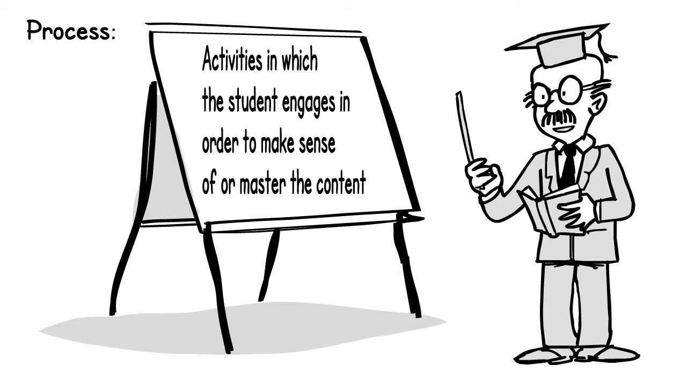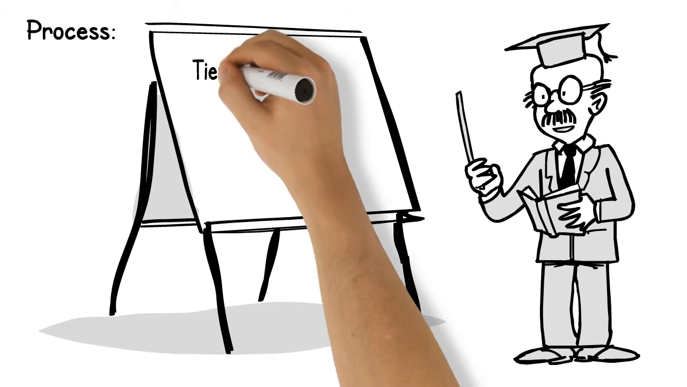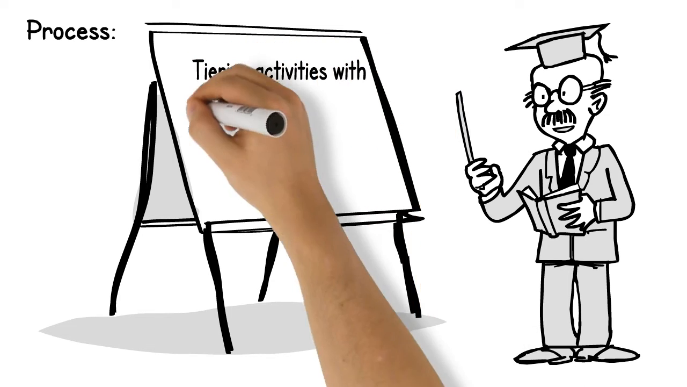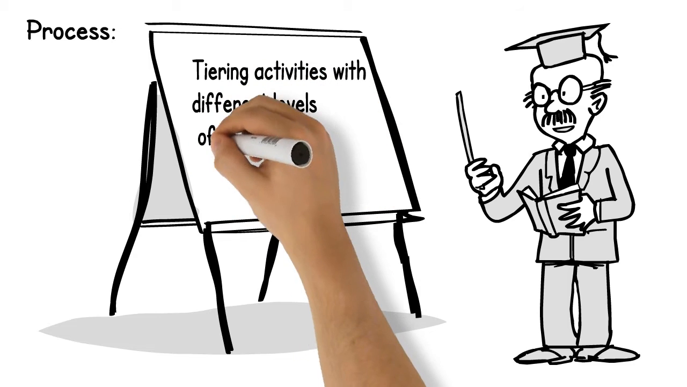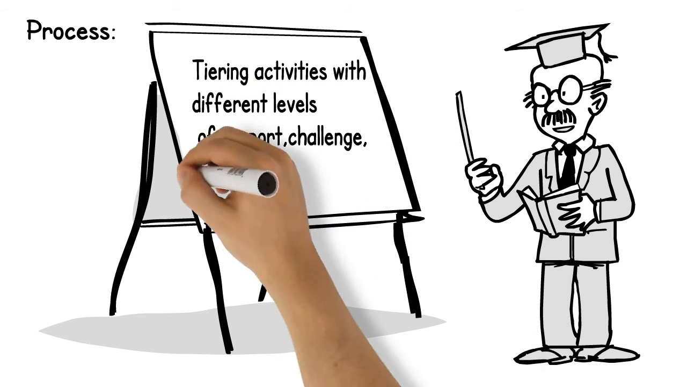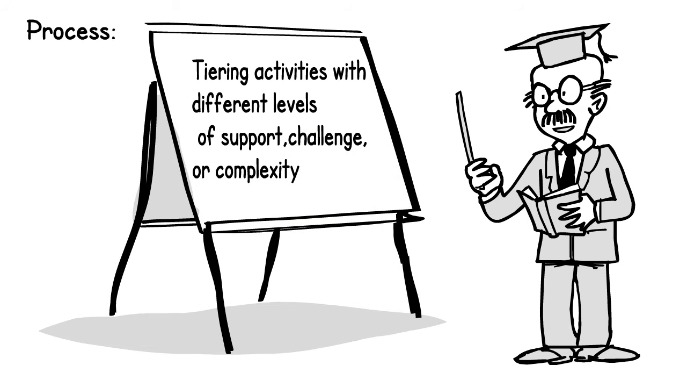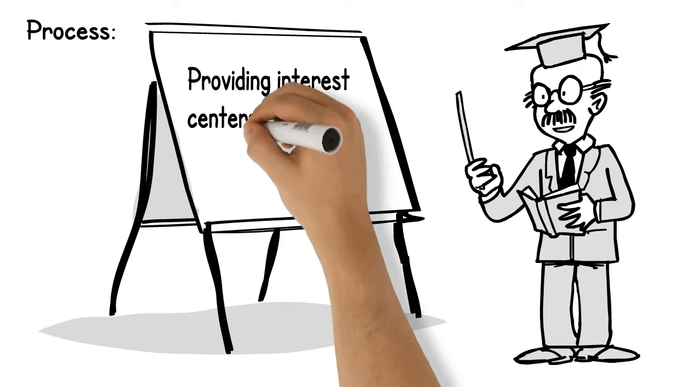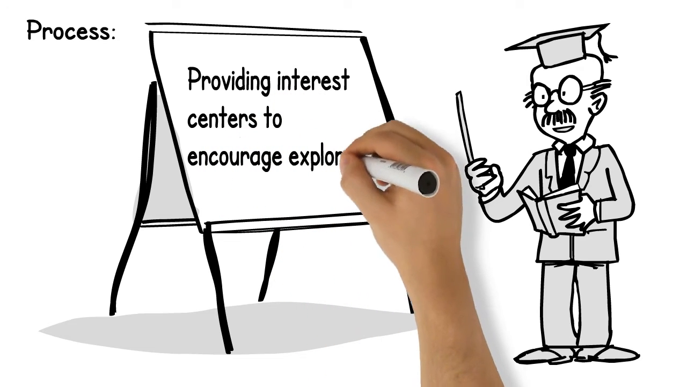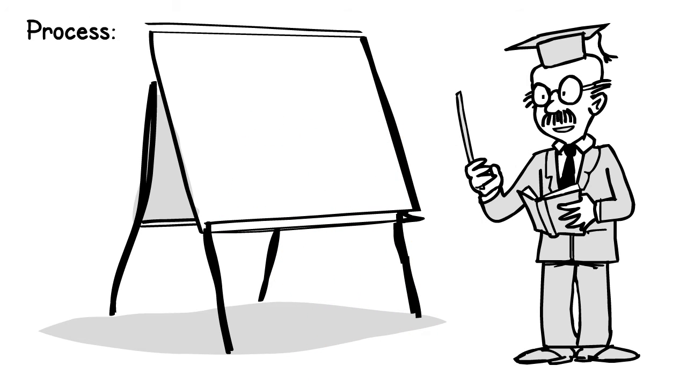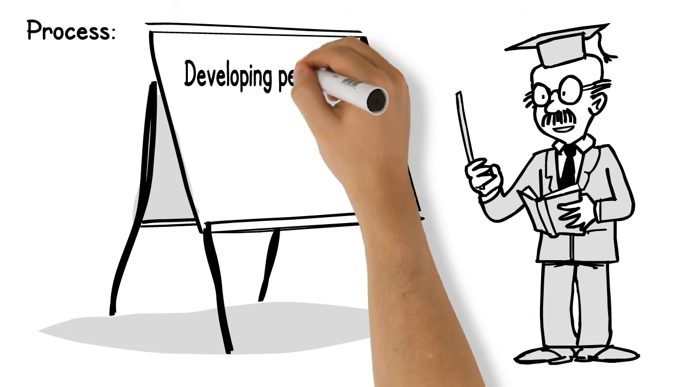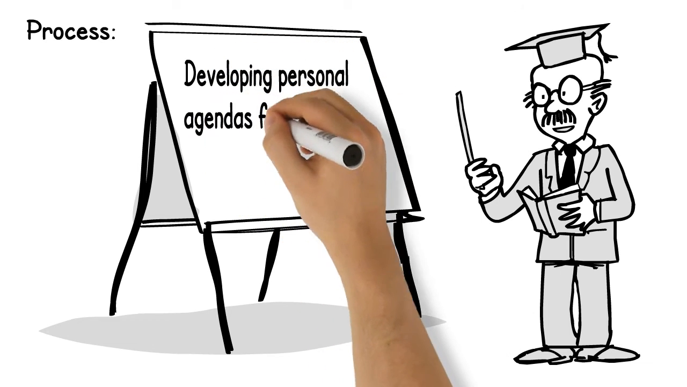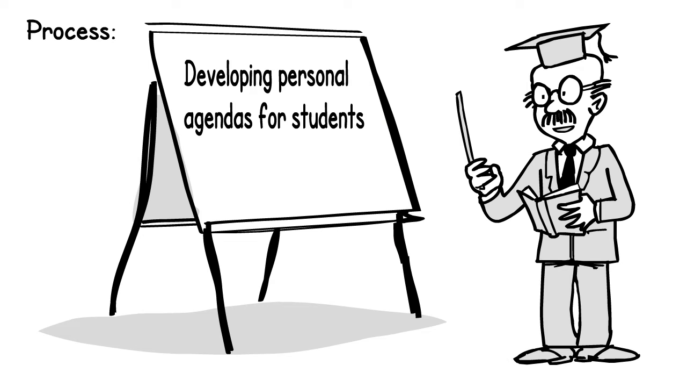Process: activities in which the students engage in order to make sense of or master the content. Process can be differentiated in the following ways: using tiered activities through which all learners work with the same important understandings and skills but proceed with different levels of support, challenge, or complexity. Providing interest centers that encourage students to explore subsets of the class topic of particular interest to them. Developing personal agendas to be completed either during specific agenda time or as students complete other work early.